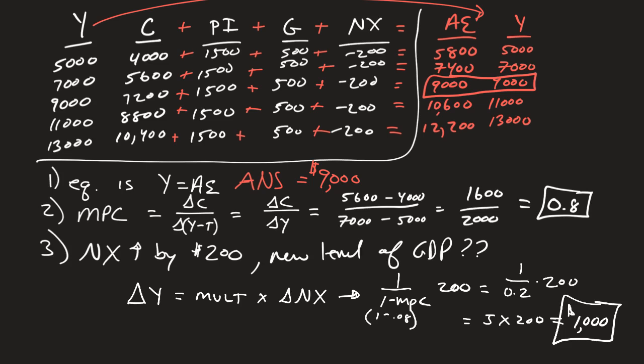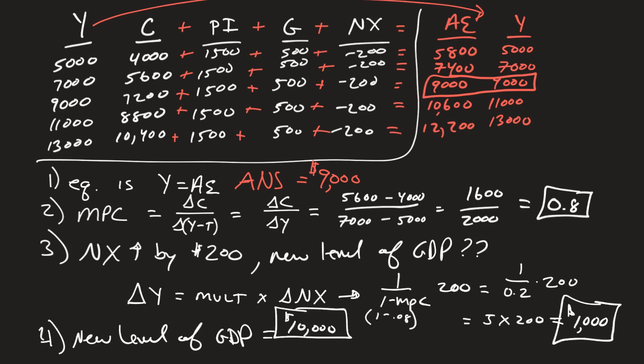So my new level of GDP, if number 4 is asking you for the new level of GDP, right, my new level of GDP must equal 10,000 because it was 9,000, which we found here, but then it got amplified by 1,000, so now it must be 10,000. And that's how you do this type of question, which was on your My Econ Lab.